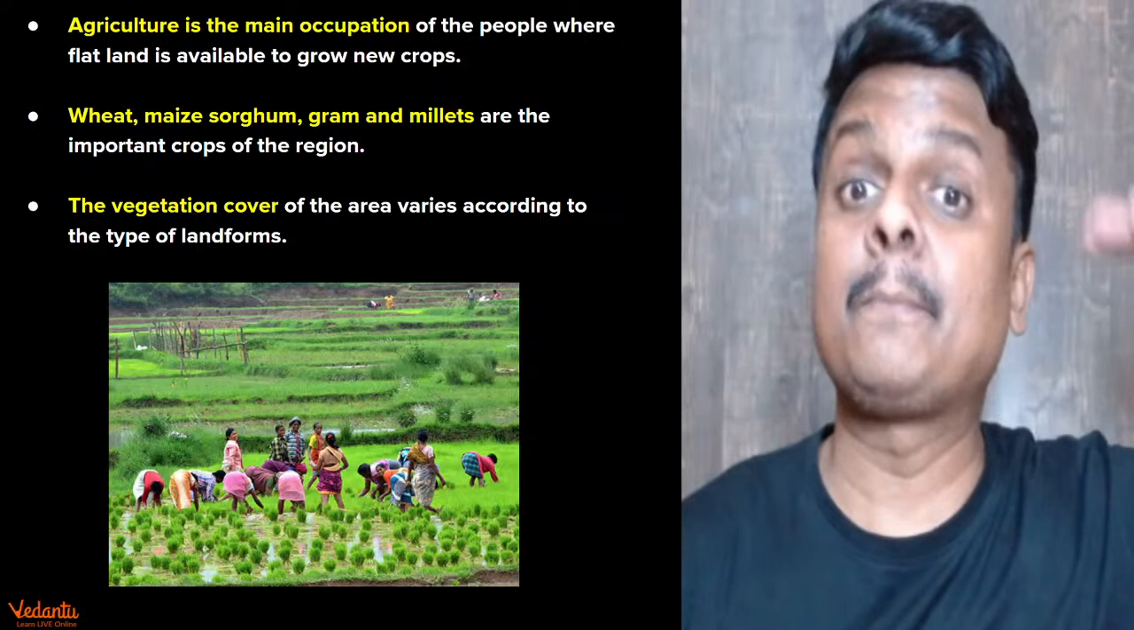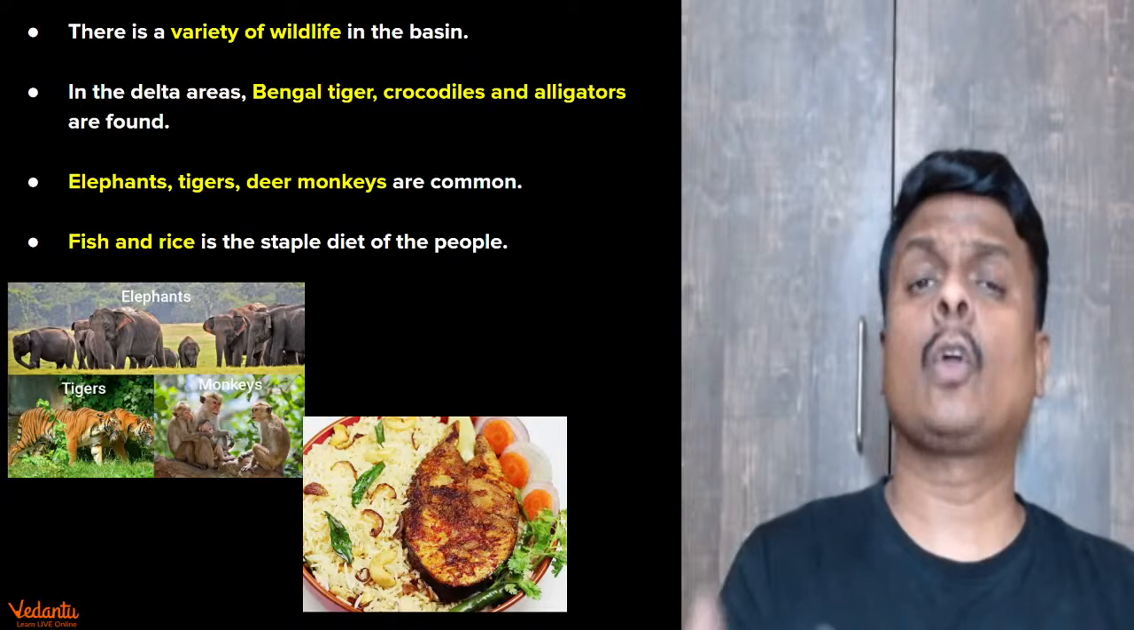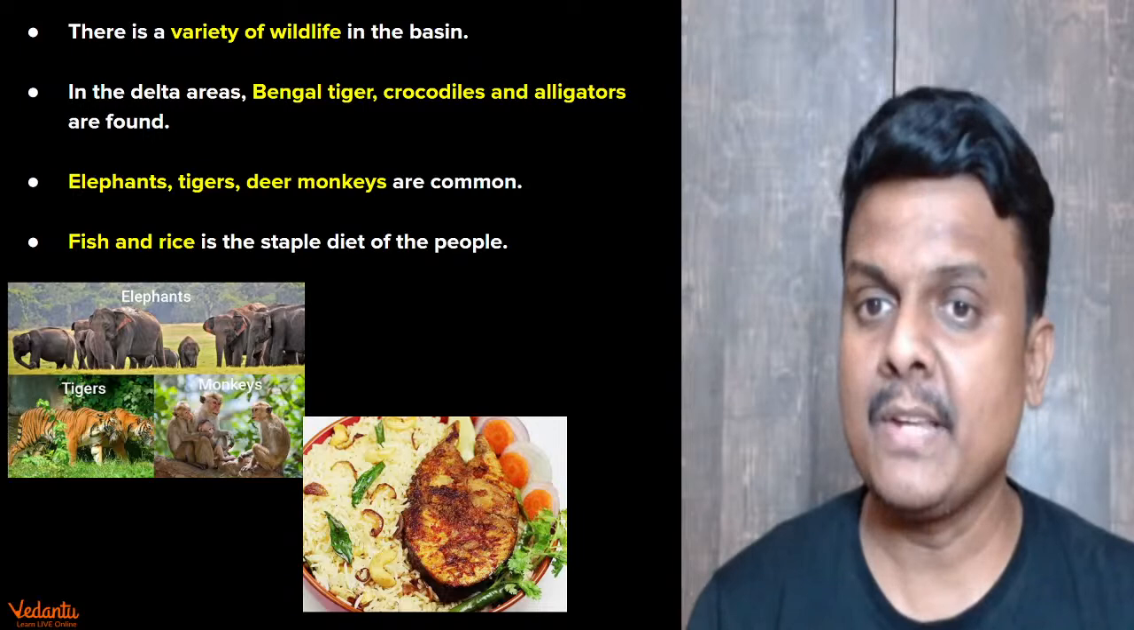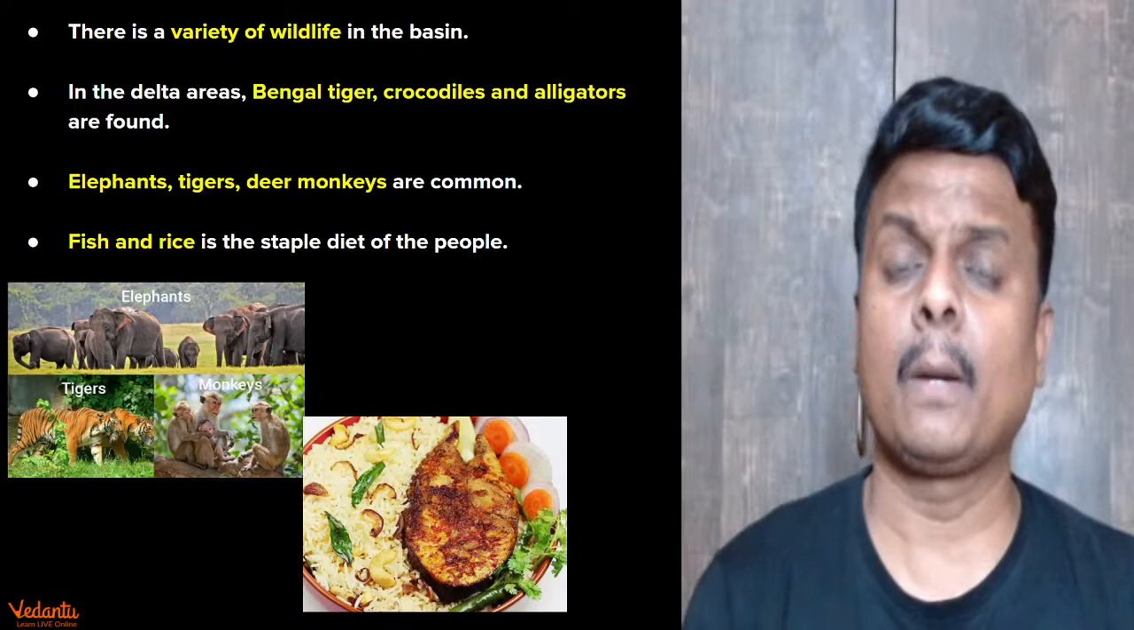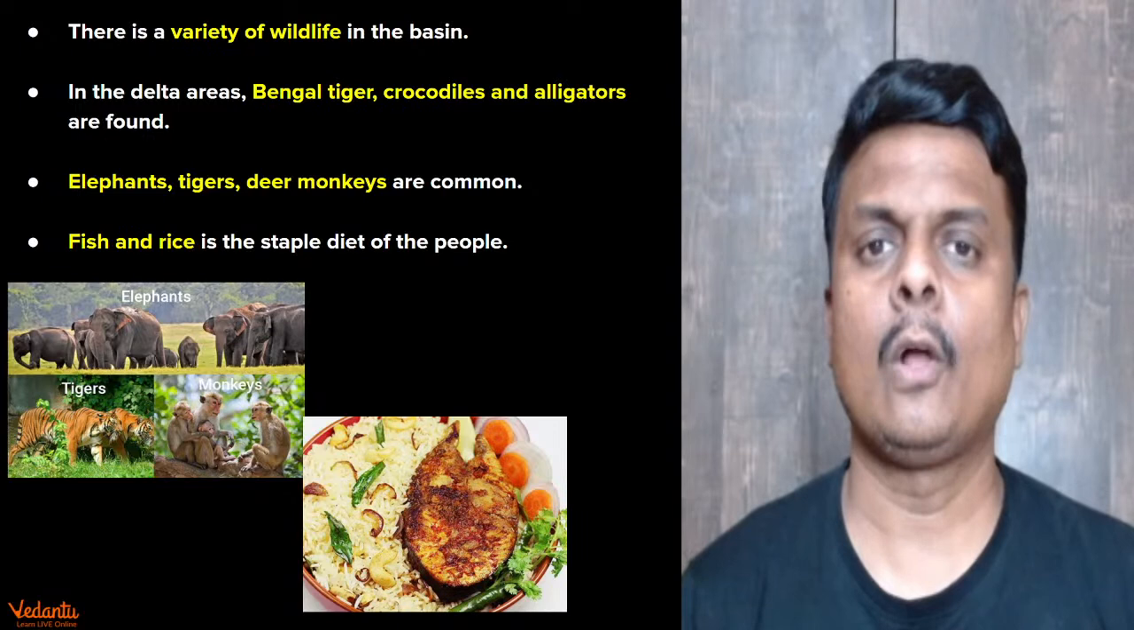Now, regarding wildlife, you have Bengal tiger, crocodile, alligators, elephants, deer, monkeys, etc. Fish and rice are the staple diet of people. Staple diet, which I think I already spoke about, is the diet that you receive from vegetables and animals. You call them staple diet, right?